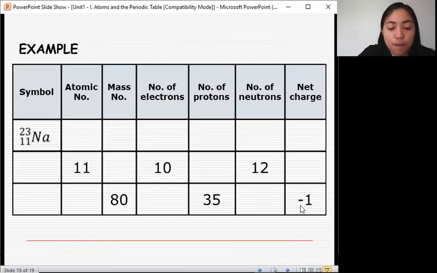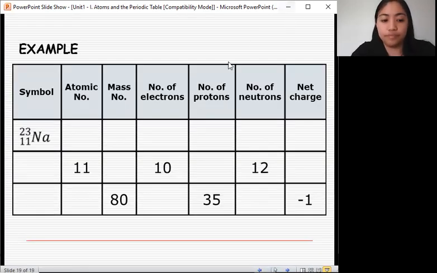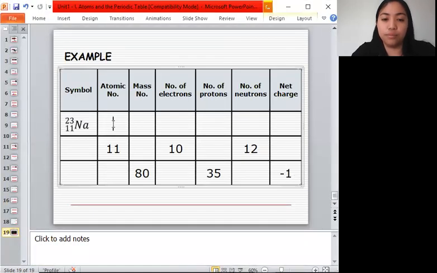So for additional example, so given ang atomic number and mass number. Wait lang. So sa atong first nga example, ang atomic number will be 11 and the mass number is 23. So unahon na to ang protons. Again, protons is always equal to the atomic number. So it is also 11. Neutrons is the mass number minus atomic number, which will be 12.